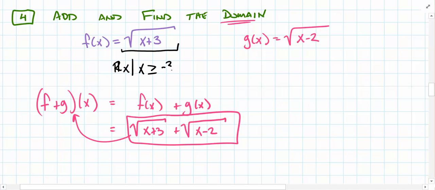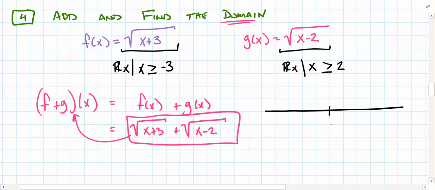Yes, because that's the shark fin moved 3 inches to the left, so everything's bigger than that. What about this one over here? This would be all real numbers x such that x is greater than or equal to 2. Now that you have both individual domains, look what happens if we graph them on the number line. Here's 0, here's 2, here's negative 3. We want everything that's greater than or equal to negative 3, and then everything that's greater than or equal to 2. You guys tell me, where do they overlap?